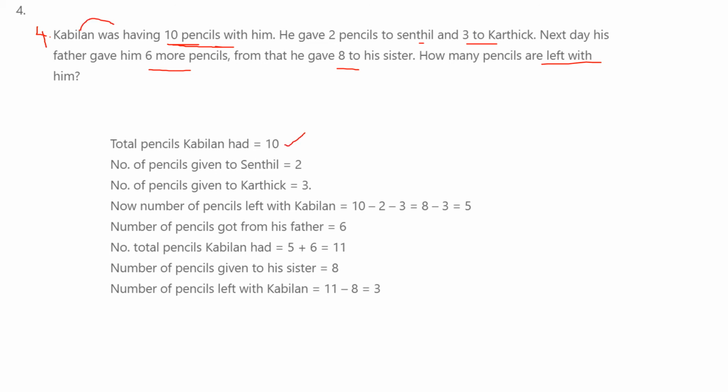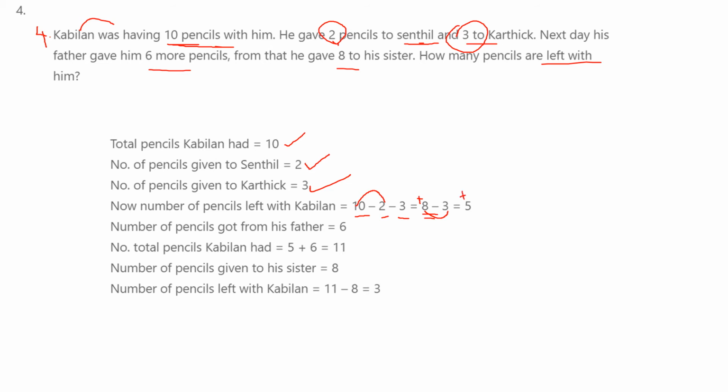First, number of pencils given to Sendil, 2. So write it. After, number of pencils given to Karthik, that is 3. So first we do the calculation. Now number of pencils left with Kabilan: total 10, given to Sendil -2 and to Karthik -3. So 10 minus 2, 1 plus 1 minus, subtract the numbers and put the greater number's sign, that is +8. Minus 3, here also subtract the numbers, 5. The greater number's sign here is plus, so +5.